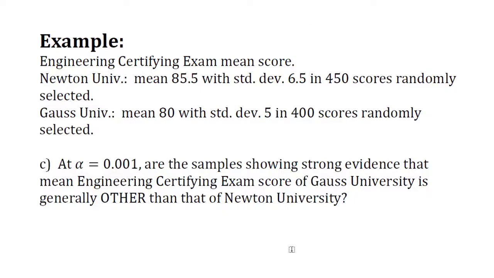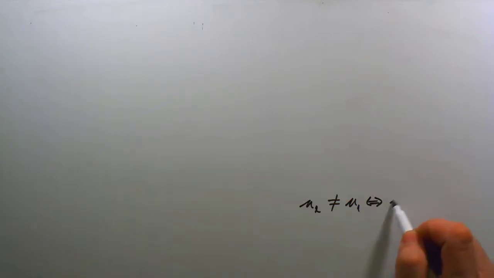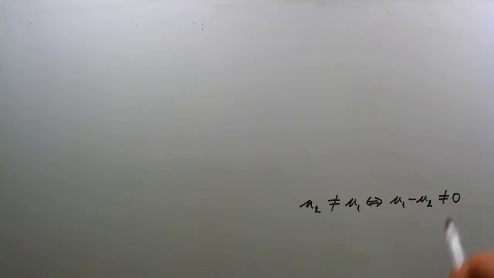Now back in the wording of the problem: are the samples showing strong evidence that the mean engineering certifying exam score of Gauss University, so the mean engineering exam score of Gauss University, this is mu 2 according to our labeling convention. With the wording continued here, we want to say that mu 2 is generally other than that of Newton University, meaning the mean engineering certifying exam score of Newton University. So we want to prove now that mu 2 is other than mu 1. Algebraically, this comparison statement can be rewritten as mu 1 minus mu 2 being other than 0. That's one way we can rewrite that.